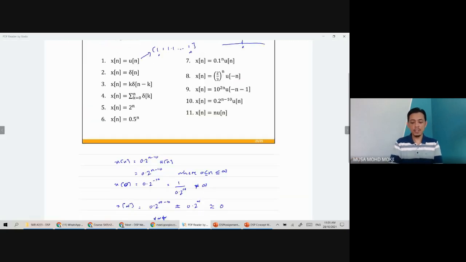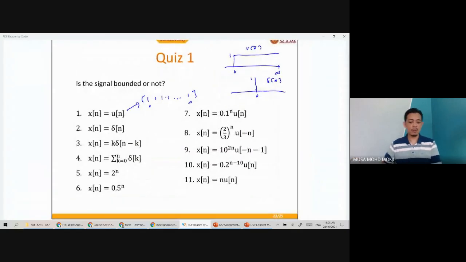Do not get confused when we say bounded. Bounded or not bounded is about the signal, not the system. A system is described as linear, time invariant, causal, stable. Bounded or unbounded is for signals, not for systems. But if you want to check whether the system is stable or not, we are checking the signal: is the signal bounded or not bounded?